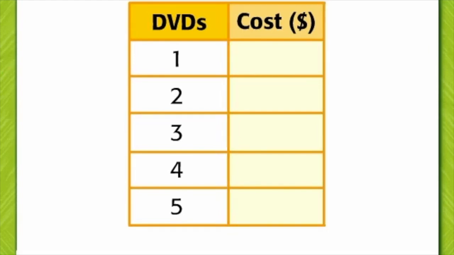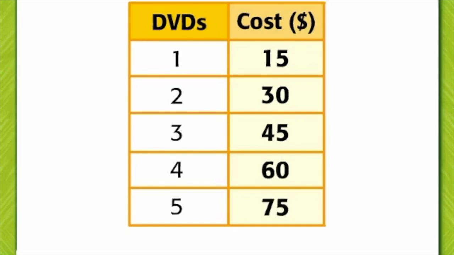The total cost of one DVD is 15 times 1, or $15. The total cost of 2 DVDs is 15 times 2, or $30. The total cost of 3 DVDs is 15 times 3, or $45. The total cost of 4 DVDs is 15 times 4, or $60. The total cost of 5 DVDs is 15 times 5, or $75.